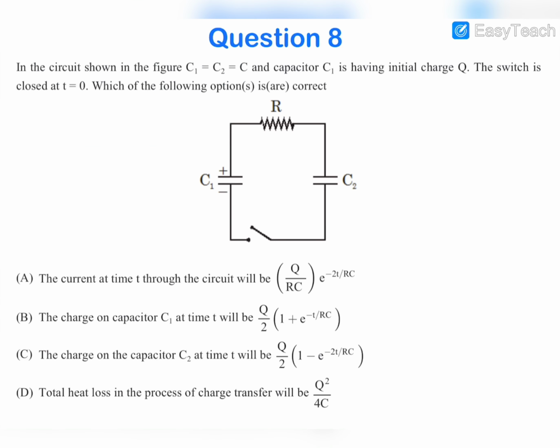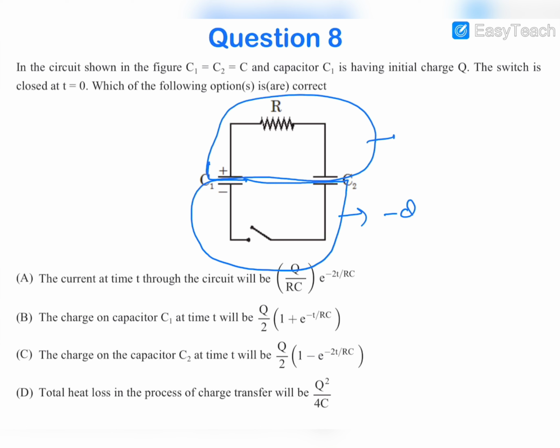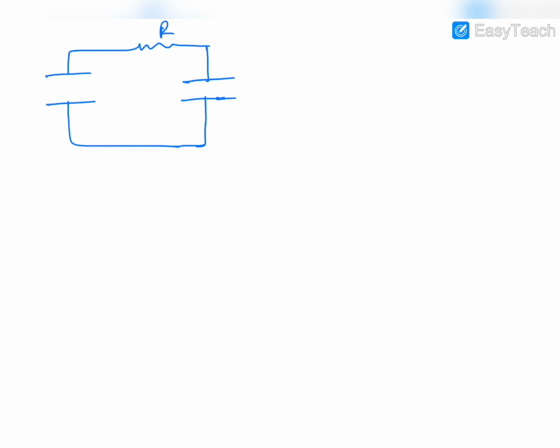Let us suppose that at any time this is the circuit, and you can see that these plates are isolatedly connected together, and the Q total of these two will be minus Q, and Q total of these two will be plus Q. So we know that this Q total will remain same.